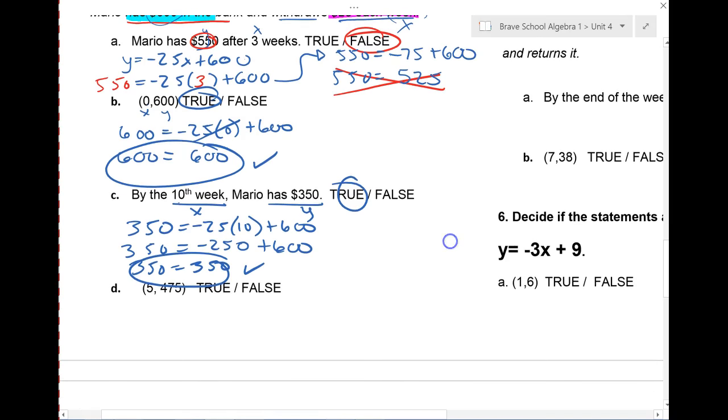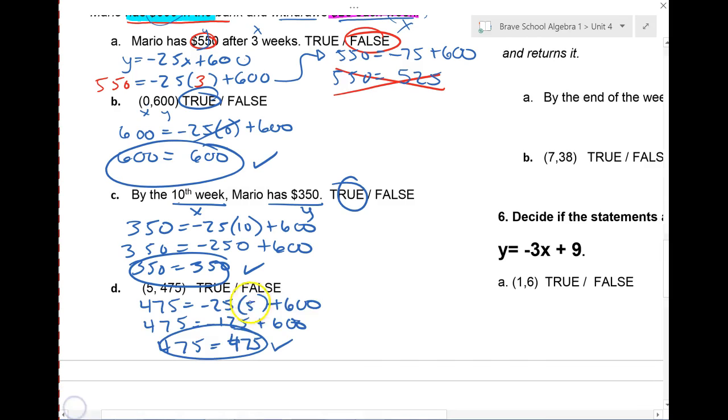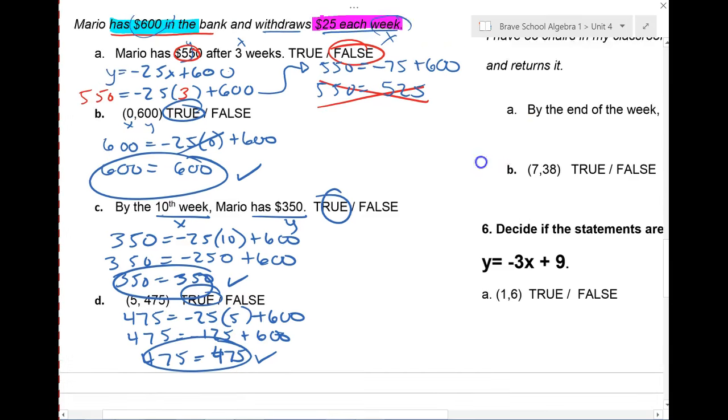Okay, same thing for the last one. Go ahead and try it yourself. I'll pause the video. Okay, so I plugged in 5 here, 475 here, and then 5 times negative 25 is negative 125, and 600 minus 125 is 475, so that one is true. Okay, so now let's go up here.